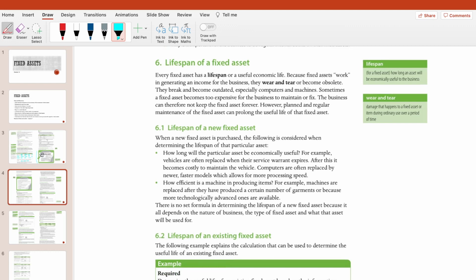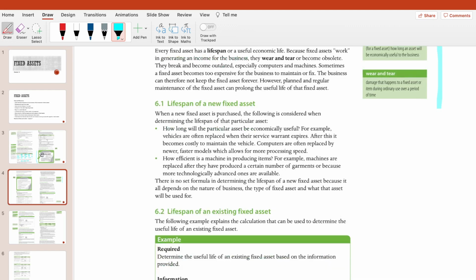There are some key words that you can have a look at there. The lifespan of a new fixed asset: when we have a new fixed asset, the following is considered when determining the lifespan. A business must determine this, and this is the lifespan of our fixed asset. We have to look at how long the particular asset will be economically useful. An example is a vehicle being replaced when the service warranty expires, because when they have a service warranty, the company doesn't have to pay for all the services. So the moment that expires, they can say, okay, we are replacing it with a new one.